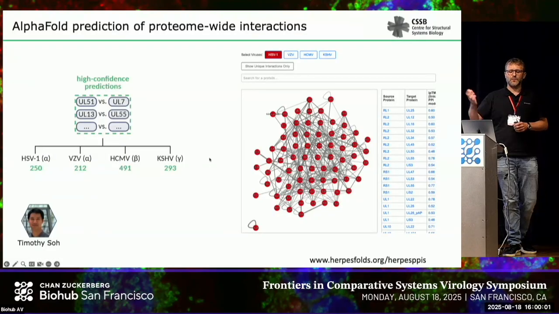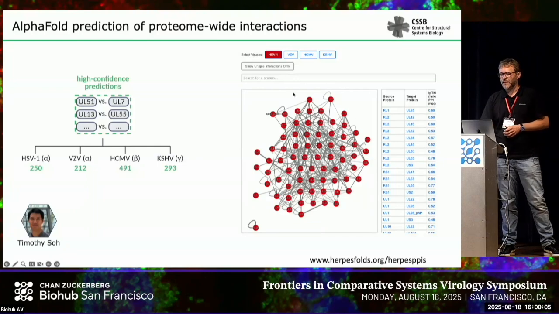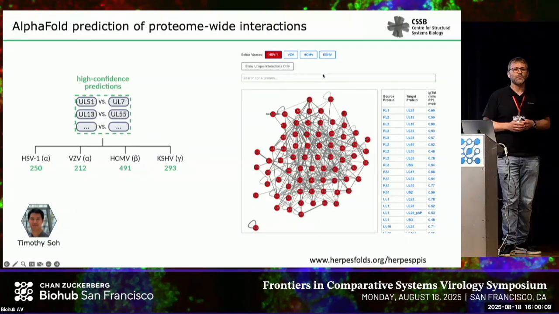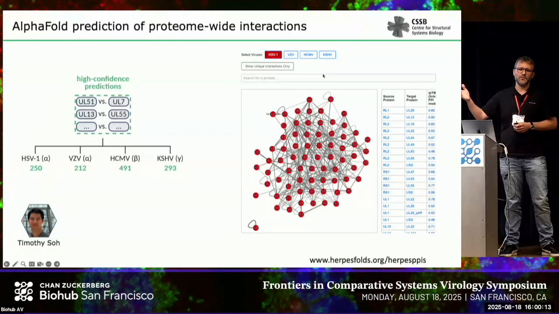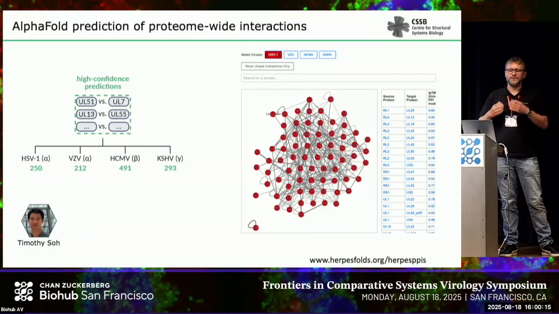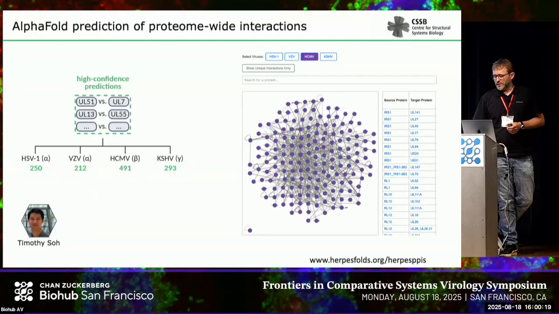Now, all this data is on our website that you can see here. So this is herpes PPIs. And for example, for HSV, it gives you this predicted interaction network over the proteins. And if you click on it, it opens another window. You have the structure, you have the interface. Now, you can do this for different viruses.